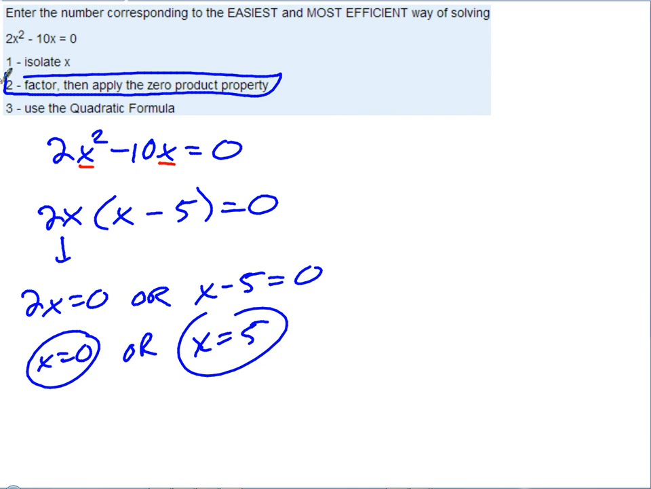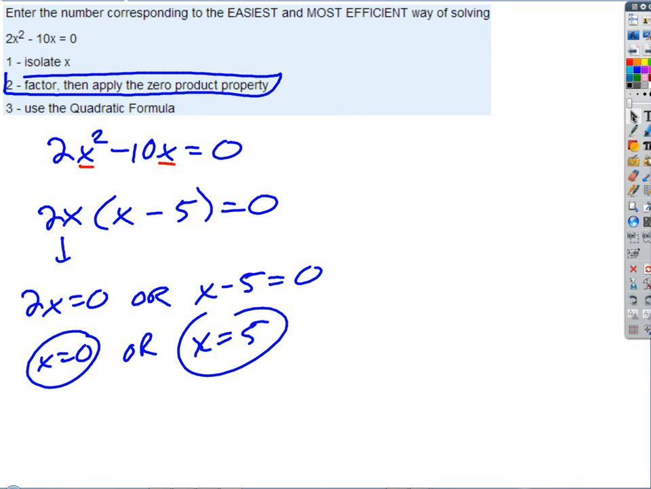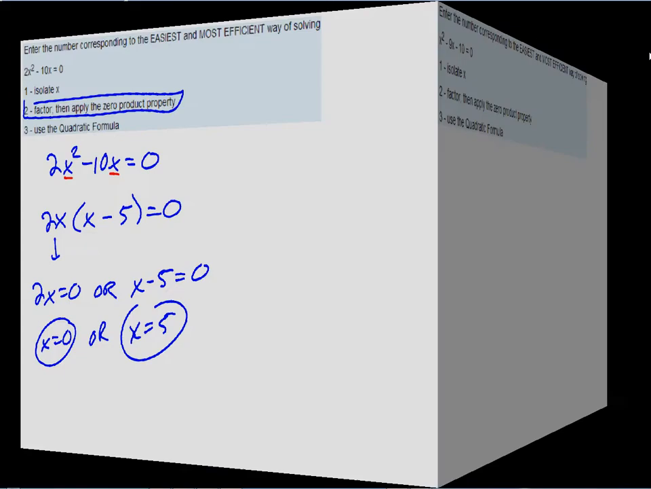Of the other two, the first one wouldn't work, but the quadratic formula would. It's just a lot harder. You have to go through that whole formula, right? And factoring is much easier. Questions on that? No. Okay. Okay, what about this guy?